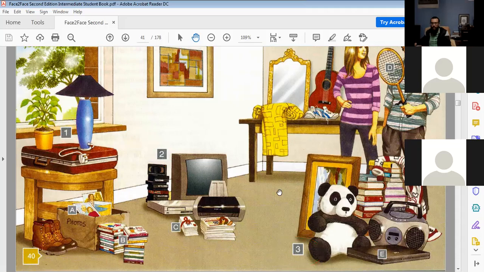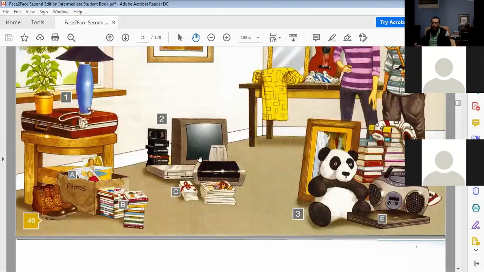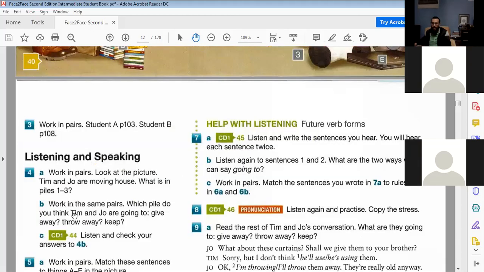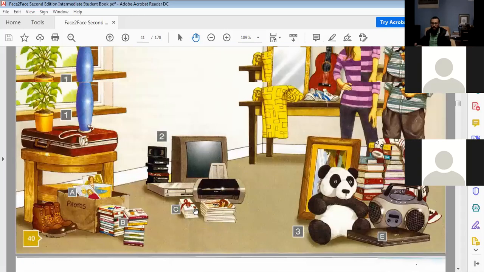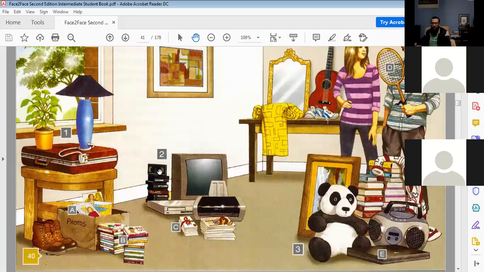And in your opinion, which pile are they going to keep? Which pile are they going to give away? And which pile are they going to throw away? What do you think? Because this is the question. Can you see the question? It says, which pile are they going to give away? Which pile are they going to throw away? And which pile are they going to keep? In your opinion, pile, this is 1, 2, 3. Which one keep, which one throw, which one give away? In your opinion, what do you think?